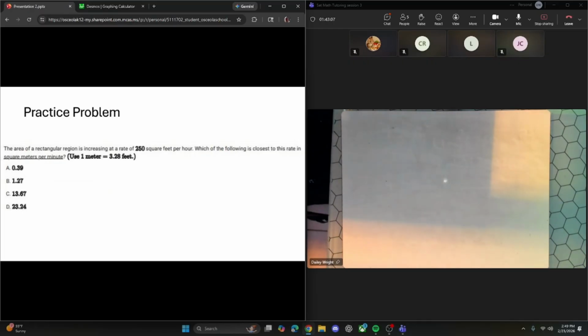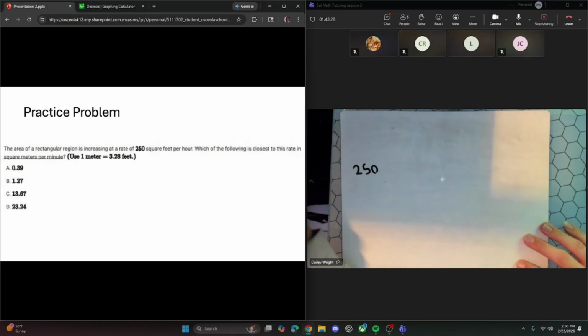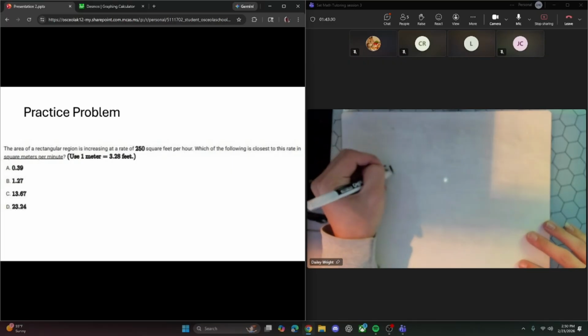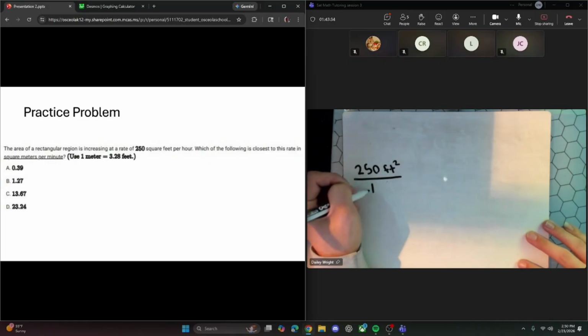The area of a rectangular region is increasing at a rate of 250 square feet per hour. So, which of the following is the closest to this rate in square meters per minute? So, we want to change. Let's start out with what we have. We have 250 square feet. So, just do feet squared. And then per 1 hour. Per every hour.